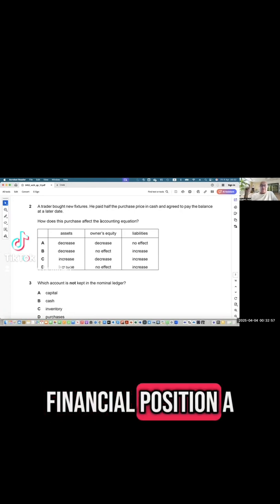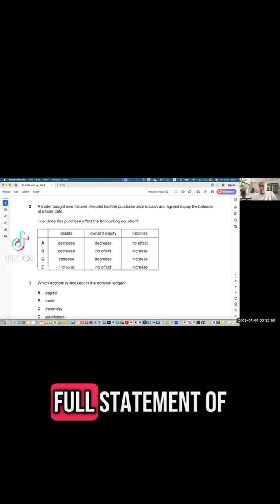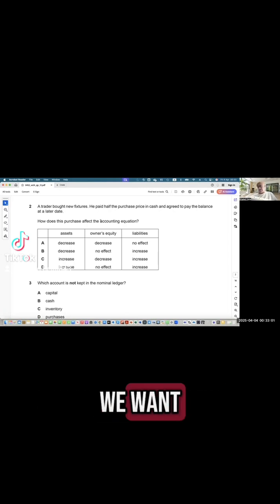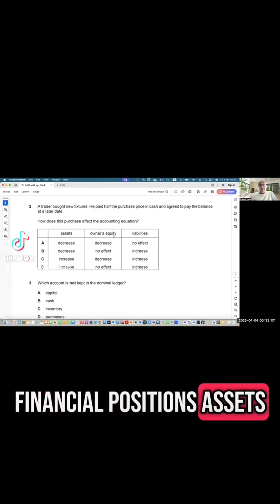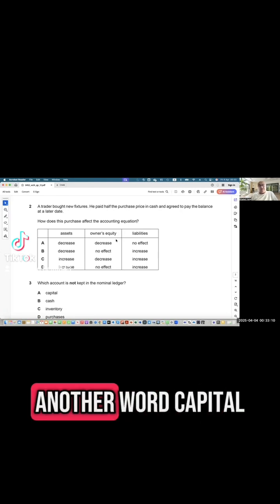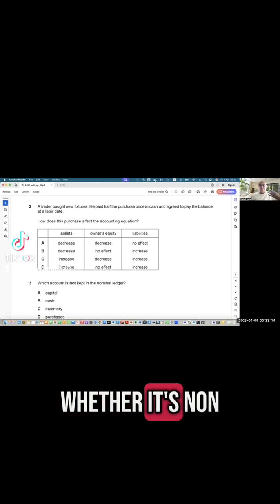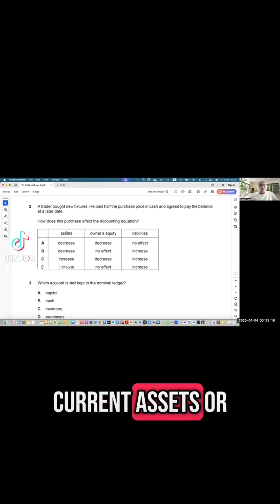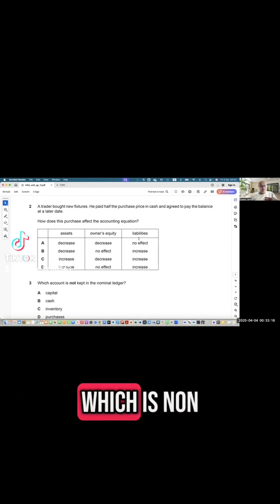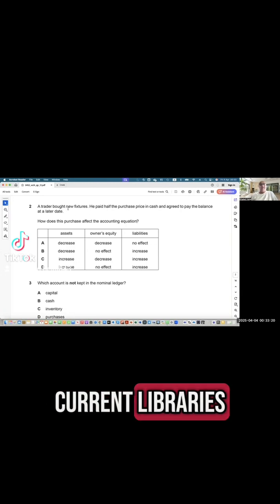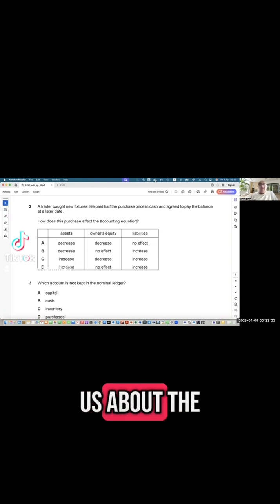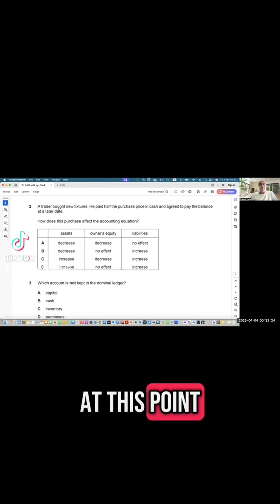It affects the statement of financial position. Okay, and we can go through the full statement of financial position if we want. However, to answer this one, it affects the statement of financial position: assets, owner's equity, or another word, capital, and liabilities. Assets, whether it's non-current assets or current assets, liabilities, non-current liabilities or current liabilities, it doesn't matter. It's just asking us about the accounting equation at this point.